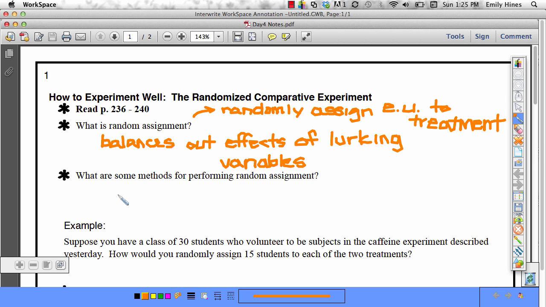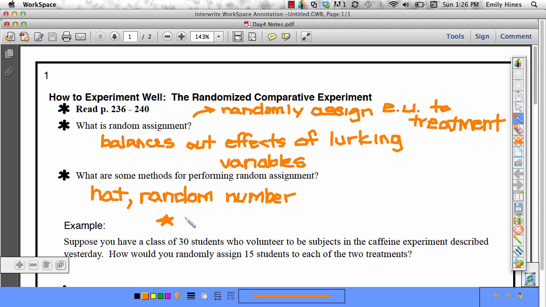Okay, methods for performing random assignment are the same as methods for performing random sampling. I can use the hat method. Write all of my subjects' names on pieces of paper, cut them apart, put them in a hat, mix it up, and draw them out. The first however many I draw are in one treatment, the next however many are in another treatment, and so on. I can do the same thing with the random number table or the random number generator on the calculator. Okay, there are many ways to do it. Some ways, though, I have to be careful.